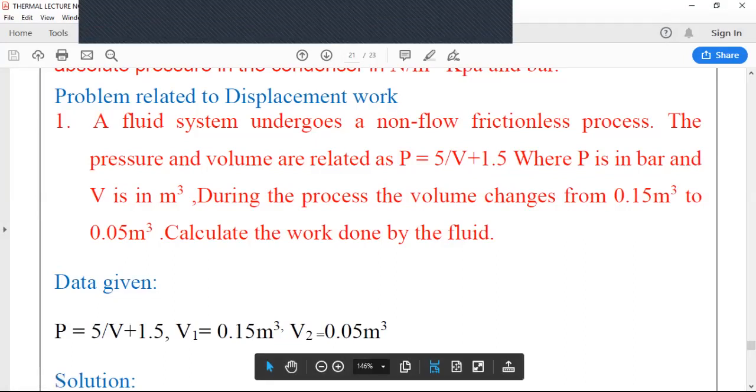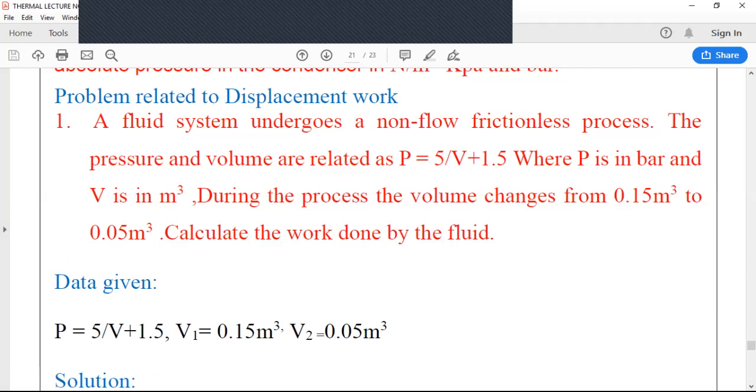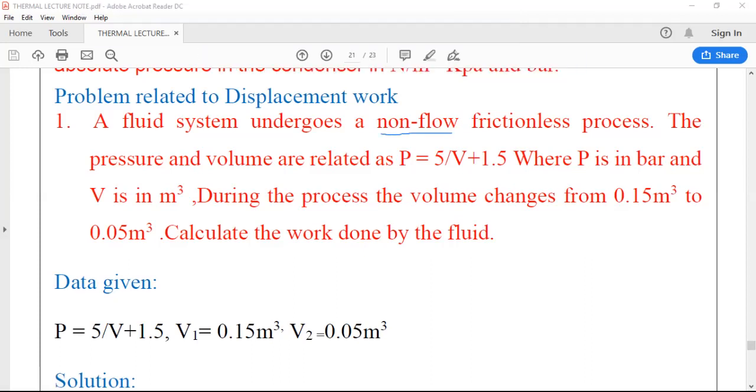You have to calculate the work done by the fluid. The fluid system is undergoing a non-flow process. Non-flow means there will be no mass transfer, that is a closed system. The pressure and volume are related as P = 5/V + 1.5, where pressure is in bar and volume is in meter cube. During the process, volume changes from 0.15 to 0.05, so the volume decreases. Initial volume V1 is 0.15, final volume V2 is 0.05. Calculate the work done by the fluid.